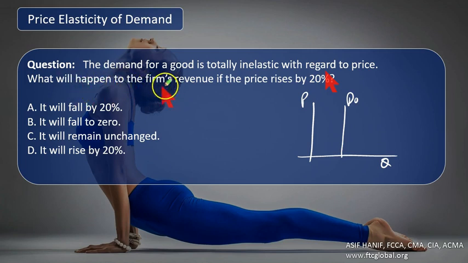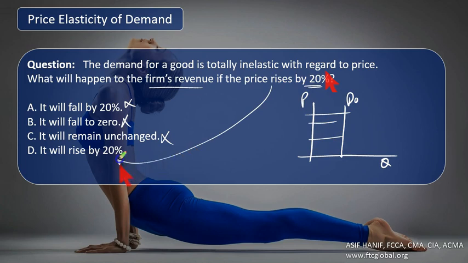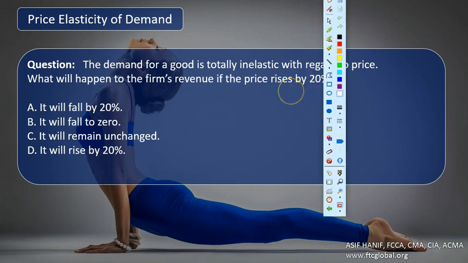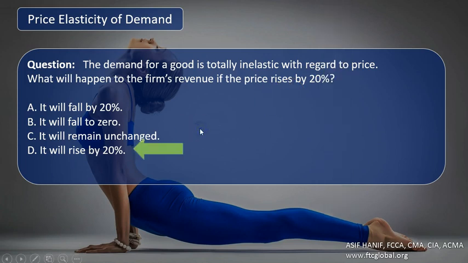So what will happen to the firm's revenue if the price rises by 20%? If the price rises, the revenue will fall for the firm? No, it's an essential item, people will buy. Revenue will fall to zero? It doesn't make sense. The revenue will remain unchanged? No. Since the quantity demanded cannot change, people will have to buy it no matter what the price is. Increasing the price will increase the revenue for the firm by the same percentage. That makes D the correct option, and D it is.